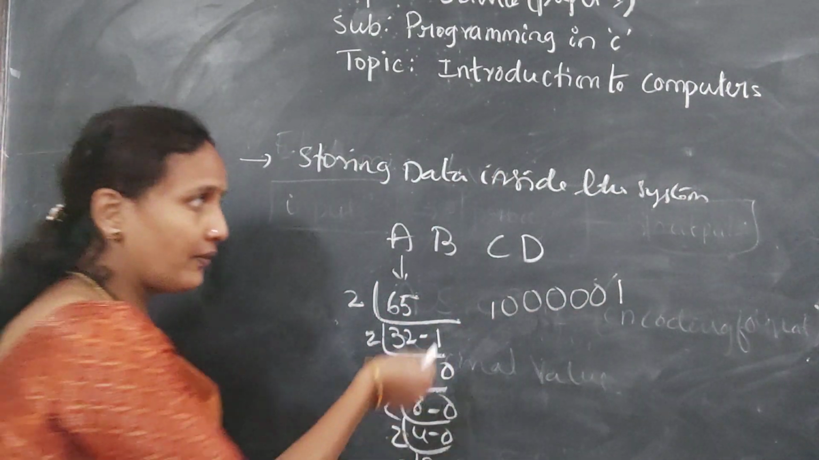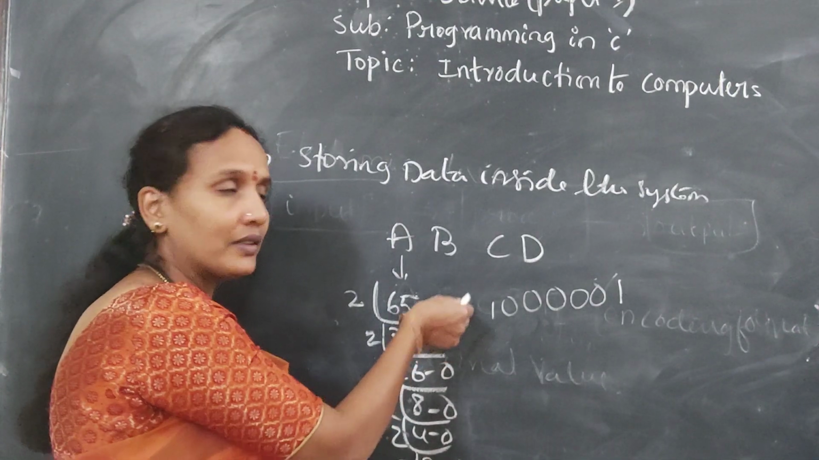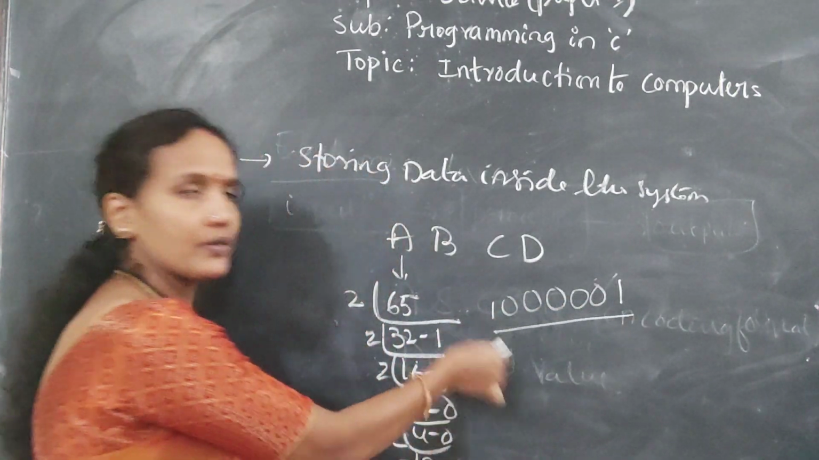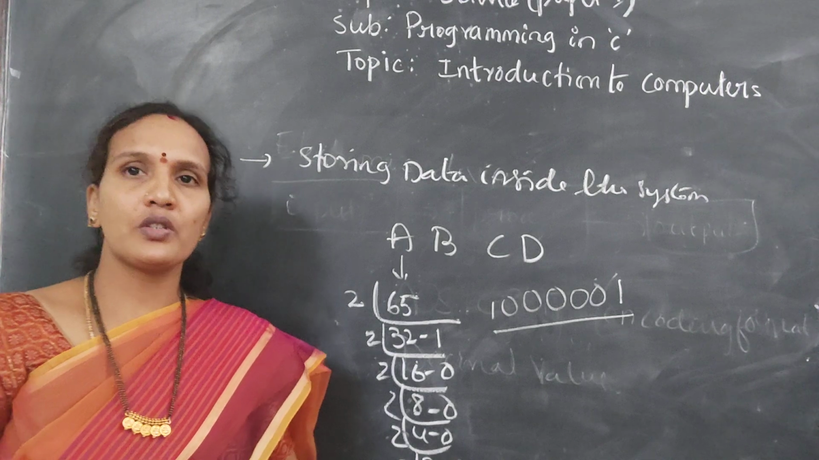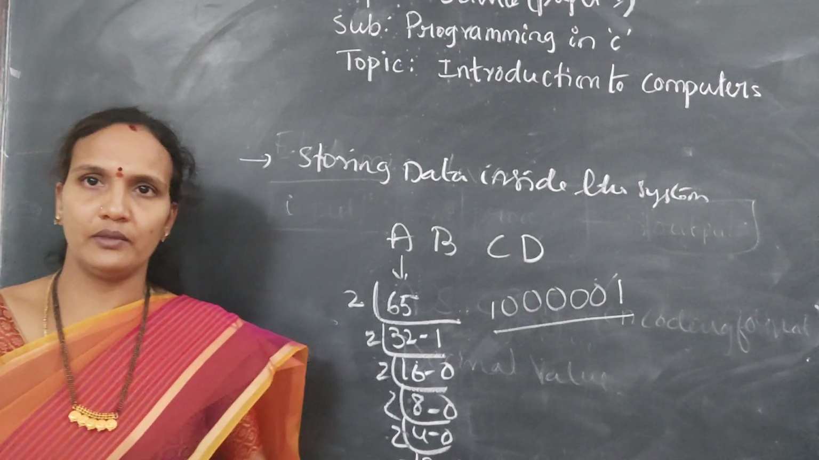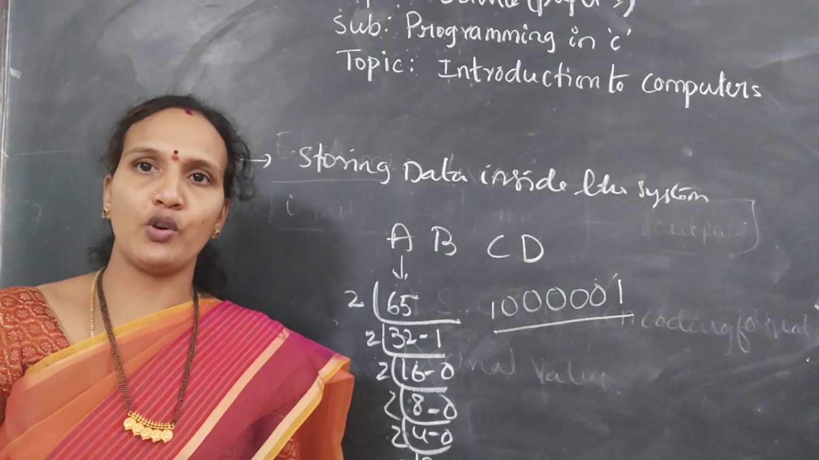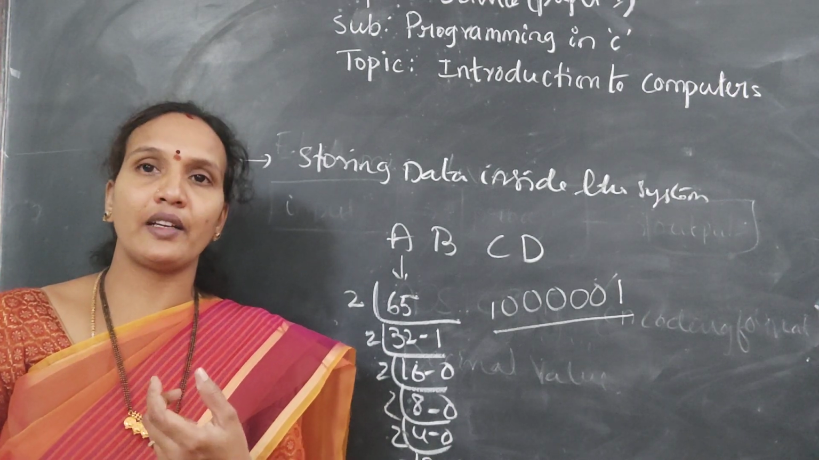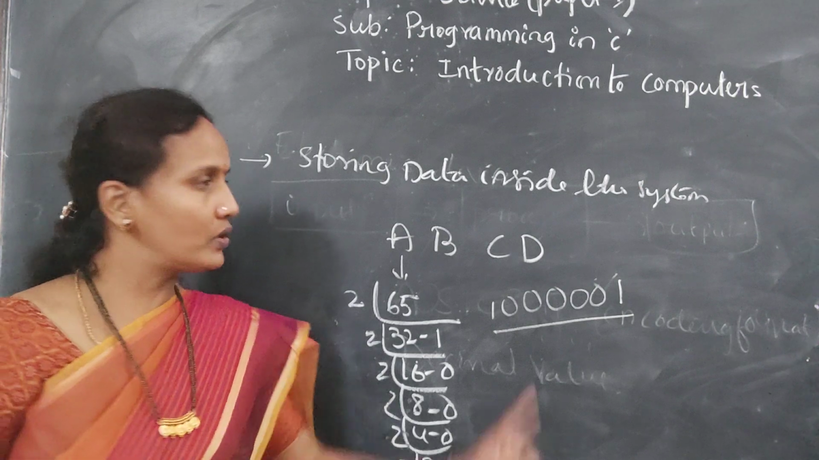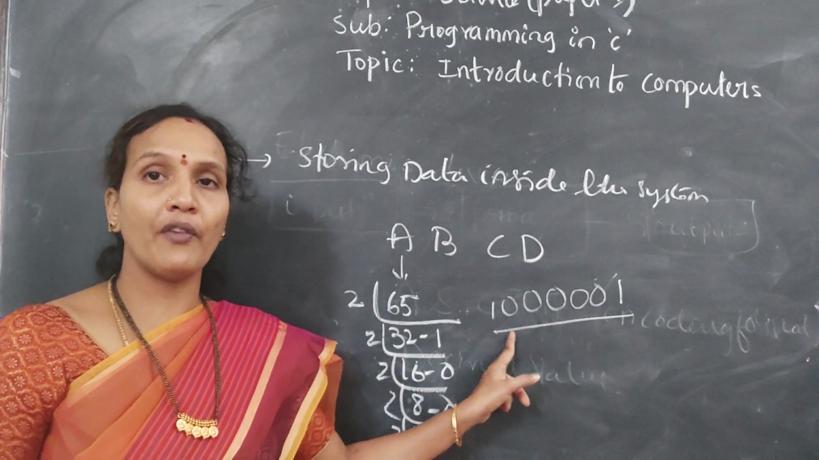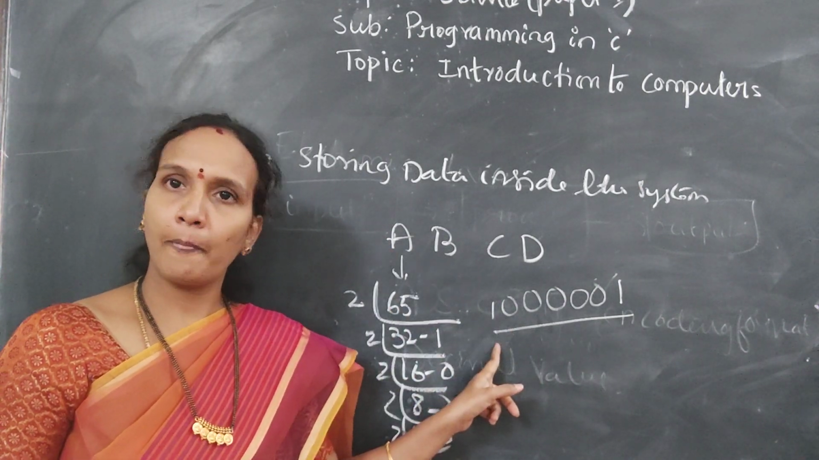Means whenever you enter A, the system will store it in this format. Understood? So whatever information you enter, whatever key you press on the keyboard, finally the binary value of that character should be stored inside the system. So this is the binary value of capital A. Understood, all of you?